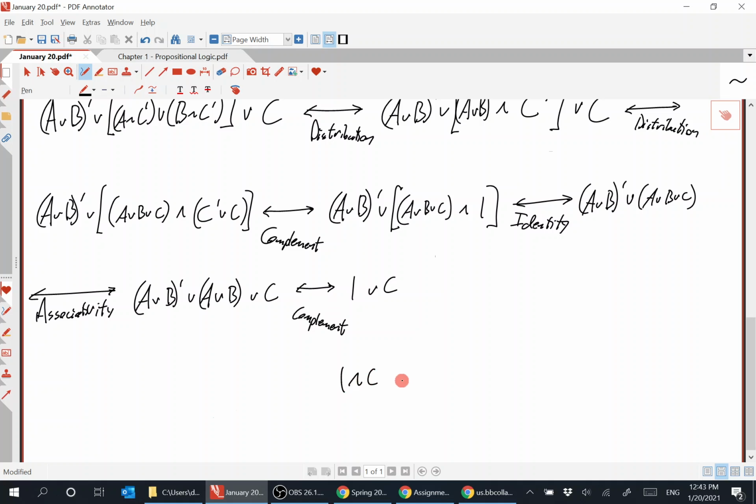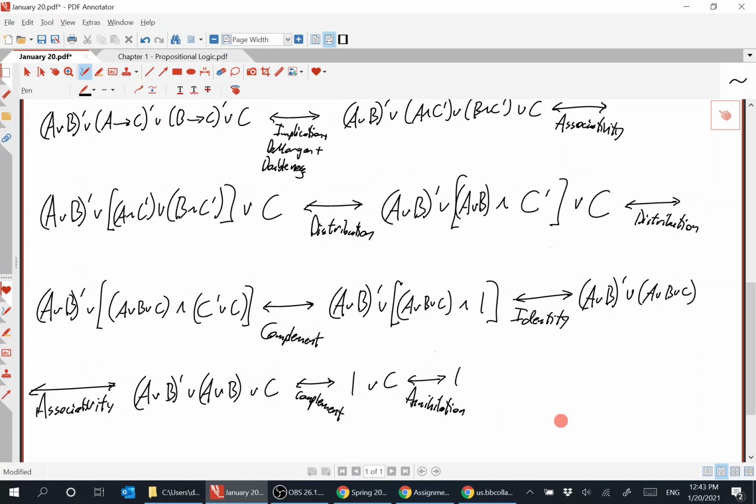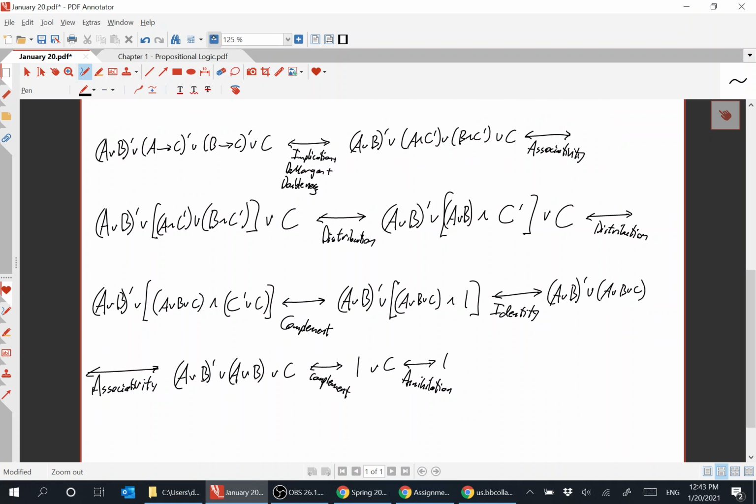1 or C is 1. That one was called what? It's got the cool name, annihilation. So let's take a look at those, and that's what we wanted to show. We wanted to show that this, from the very beginning, this propositional logic statement is logically equivalent to 1, and that's what we've got.